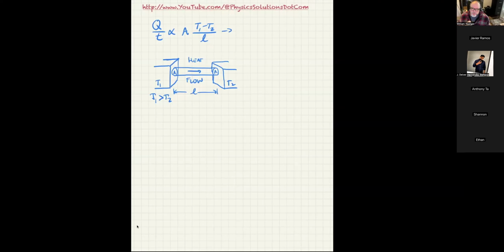But guess what? It also matters what that little cylinder the heat's traveling through is made of. So we're going to introduce a new constant that absorbs that as well. So now I'm going to say Q over t is equal to some constant k times A times (T1 minus T2) divided by L.